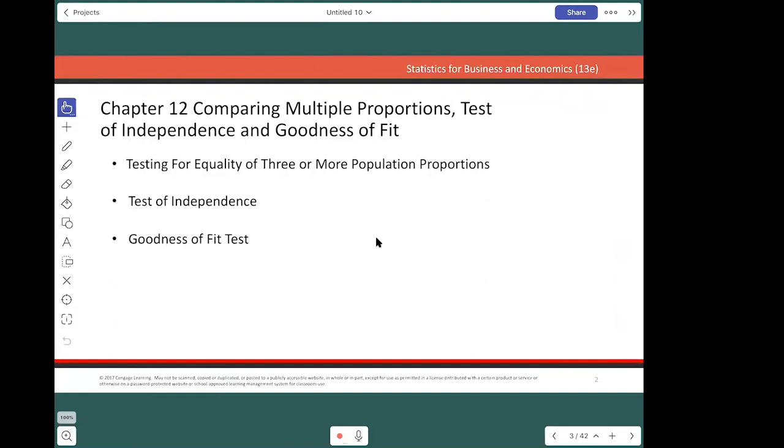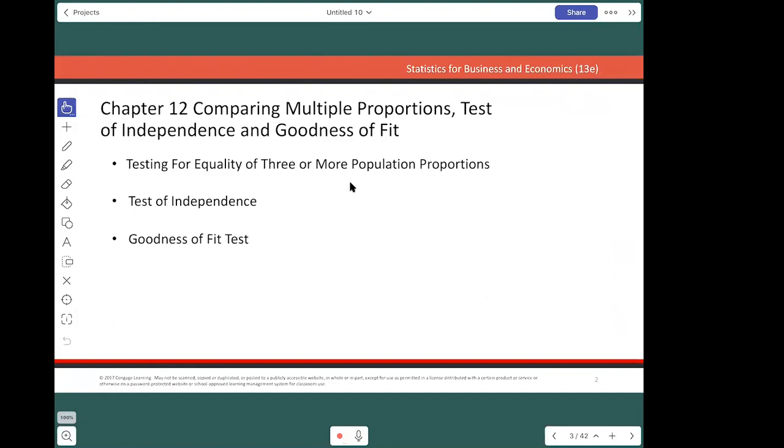So here are three situations for us where we will look at data that comes from three or more populations, multiple populations, and we want to do certain tests, hypothesis testing, with these three or more populations. So there are three cases that we tend to look at. The first one is called testing for equality of three or more population proportions.